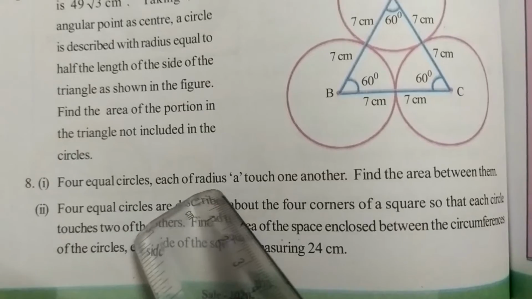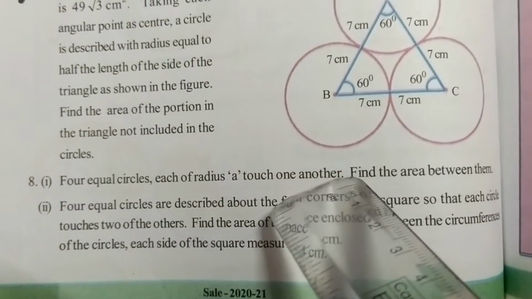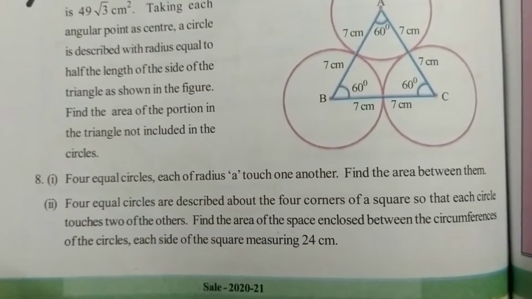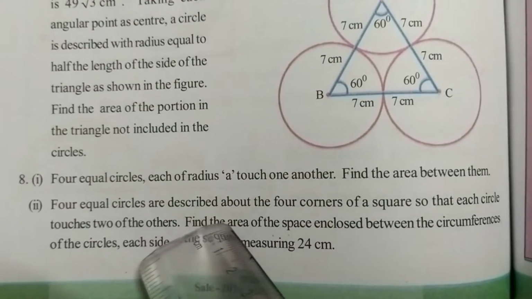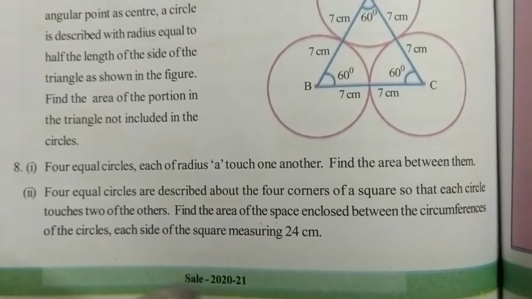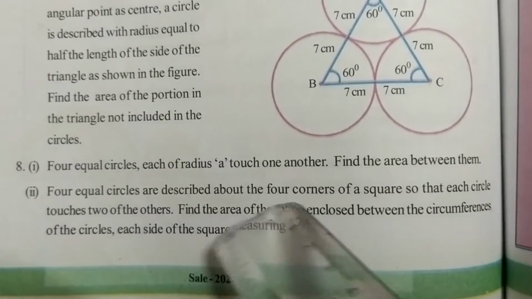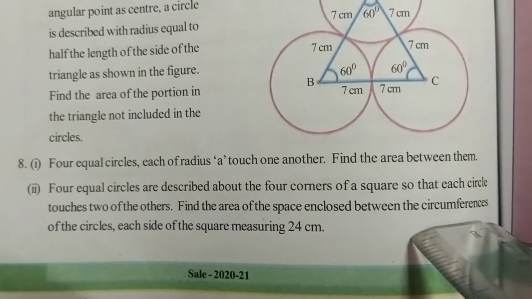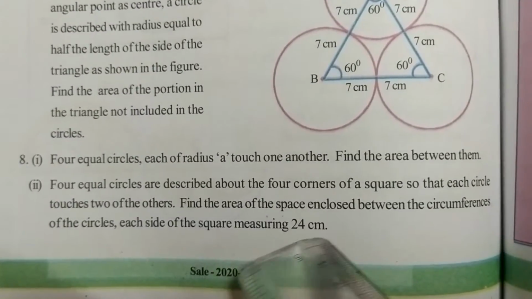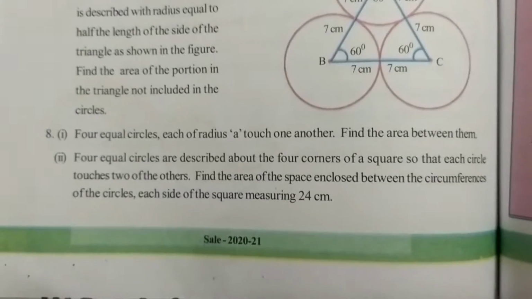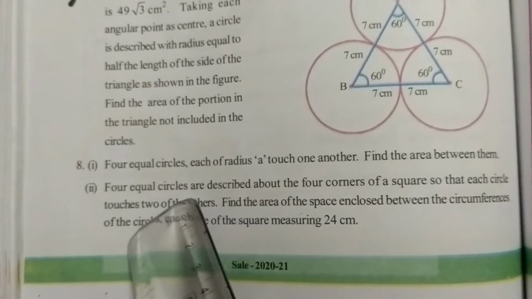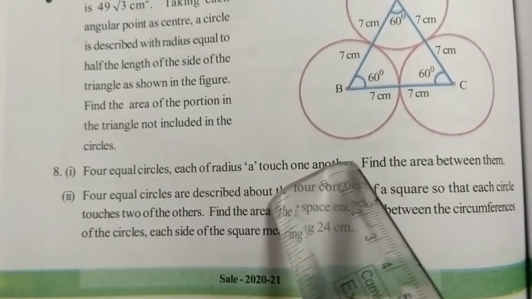The first question in the 8th one: 4 equal circles, each of radius a, touch one another. Find the area between them. And the next question: 4 equal circles are described about the 4 corners of a square so that each circle touches 2 of the others. Find the area of the space enclosed between the circumferences of the circles, each side of the square measuring 24 centimeters. Here two questions are there. The first question is 4 equal circles, each of radius a, touch one another.